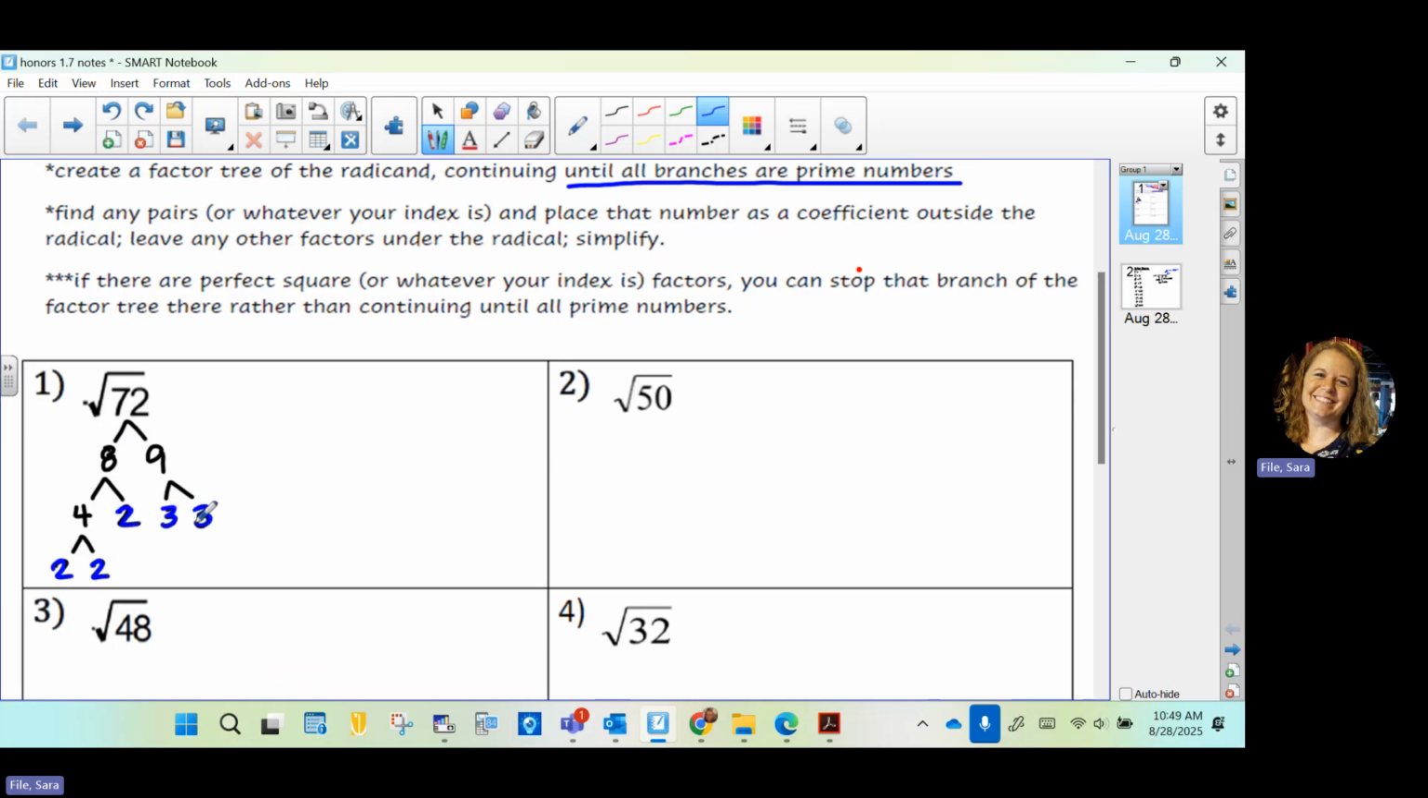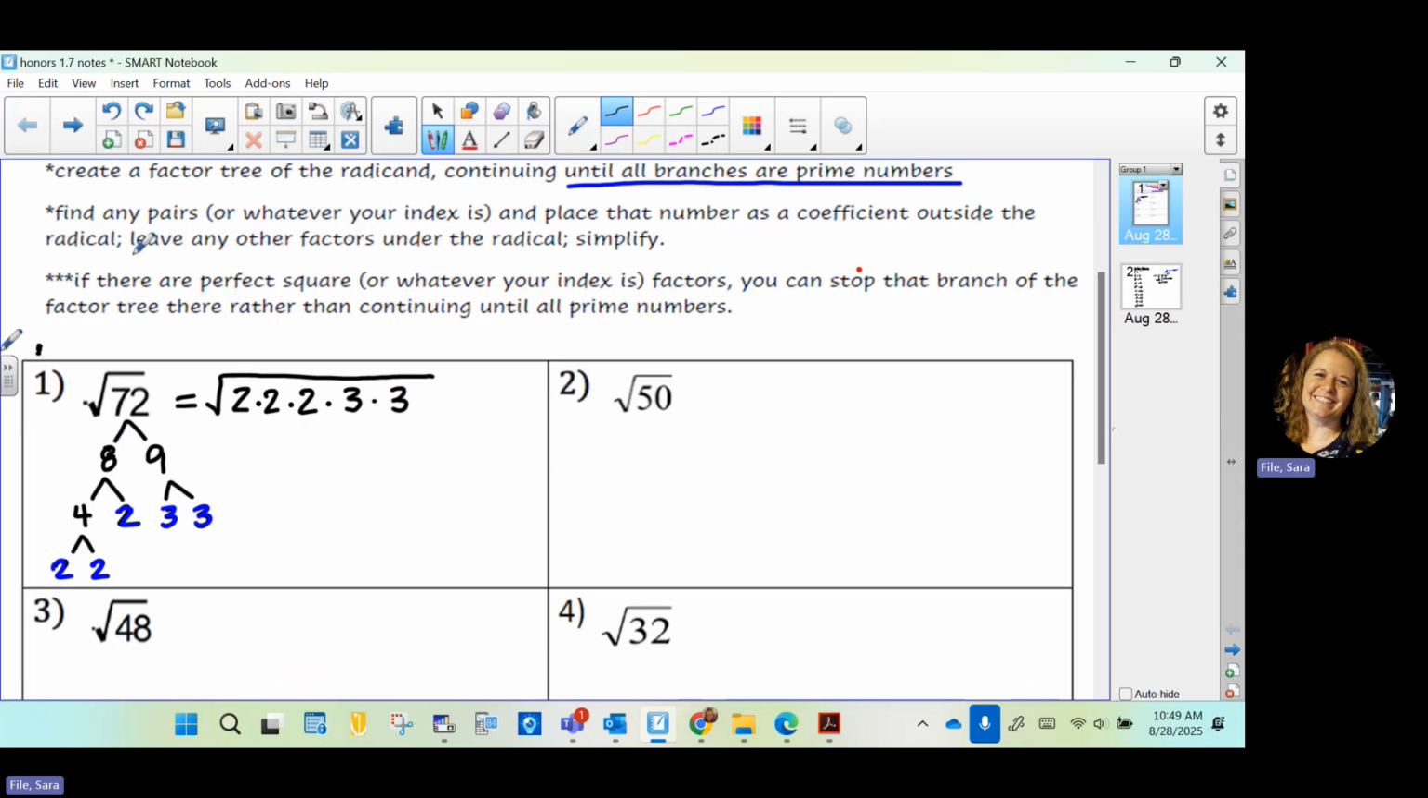So what this means, you're not going to have to write this every time, but for the sake of your notes, I'm showing you what it is. I could rewrite the square root of 72 as the square root of 2 times 2 times 2 times 3 times 3. So I'm just breaking it down into its prime factors.